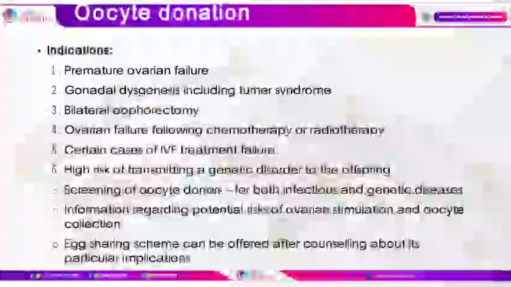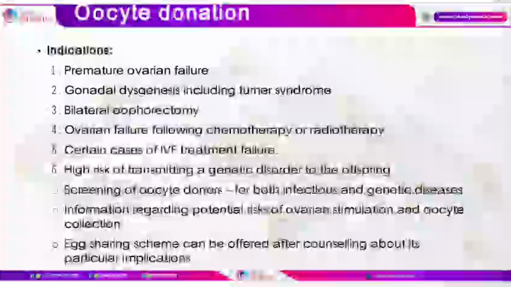Talking about oocyte donation, whenever there is no oocyte or the oocytes are of no use, donation will be considered. For example, premature ovarian failure or premature ovarian insufficiency, as I mentioned, gonadal dysgenesis, or where the ovary has been removed by chemotherapy, radiotherapy, or any gynecological oncological condition. Certain cases where IVF has already failed, or a high risk of transmitting a genetic condition. So yes, in that context, donor oocyte will be considered.